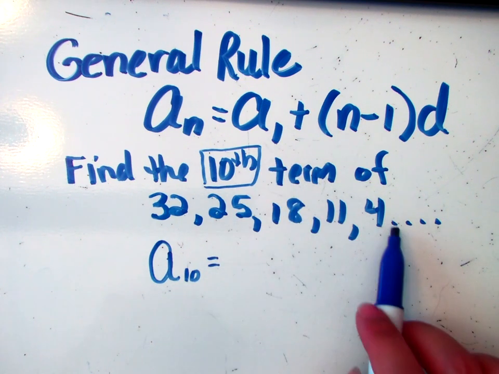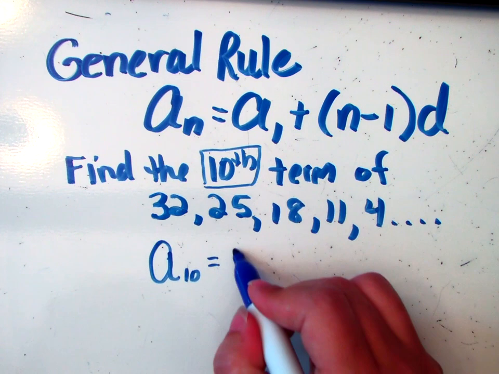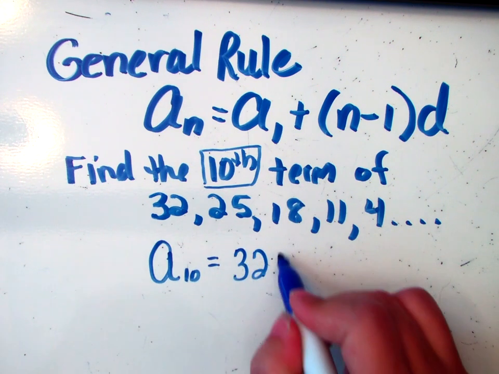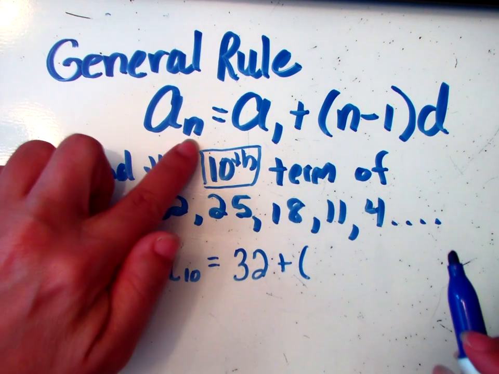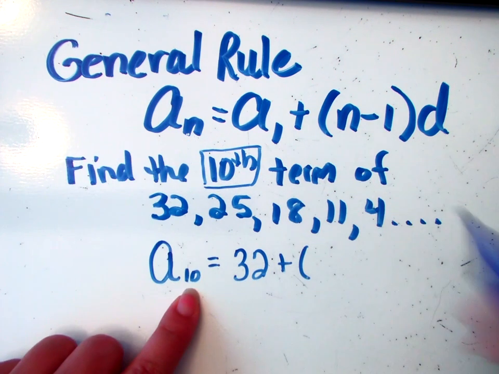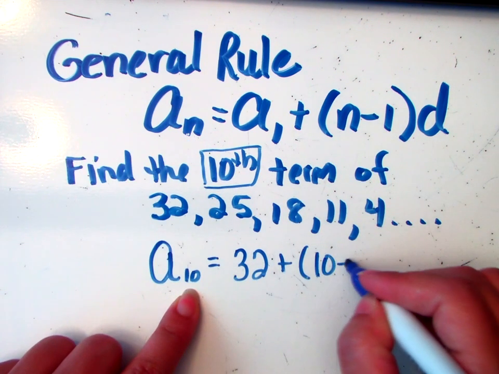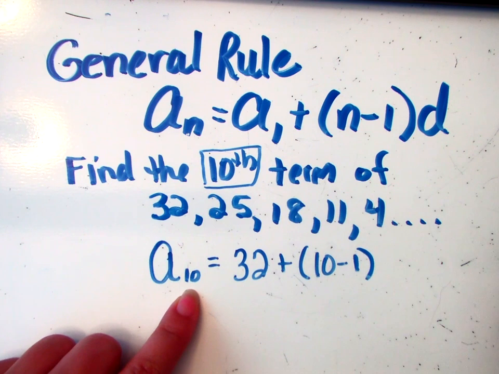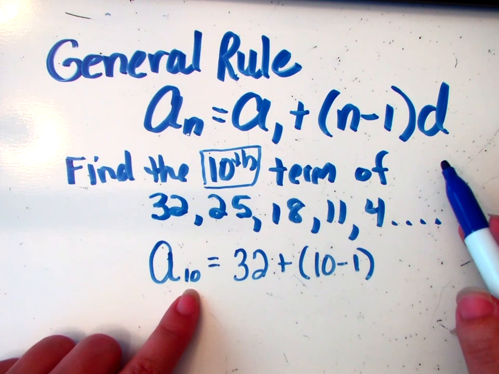Okay, a sub 1 is the first term. So if I look at this, I go to the very front and it's 32. Plus, okay, you see that a sub n, this n is the same number. So I'm looking for the 10th. I'm going to do 10 minus 1 times the difference, okay?